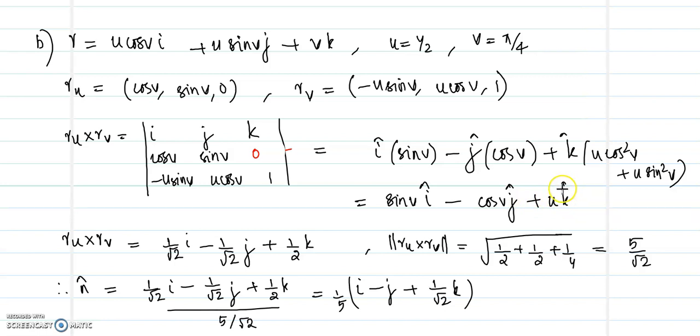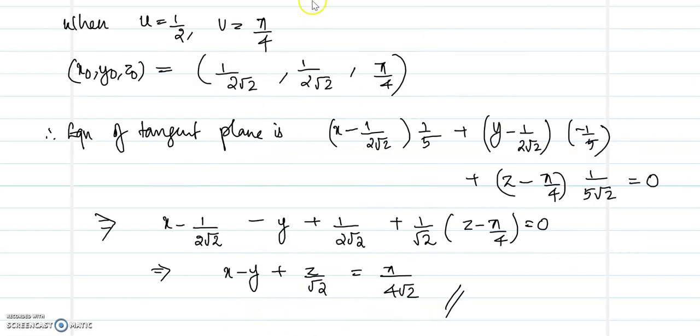Now take the magnitude: the norm of ru cross rv will be root of 1 by 2 plus 1 by 2 plus 1 by 4, which, with a small correction, is root 5 by 2. So that is going to be the value of n cap.